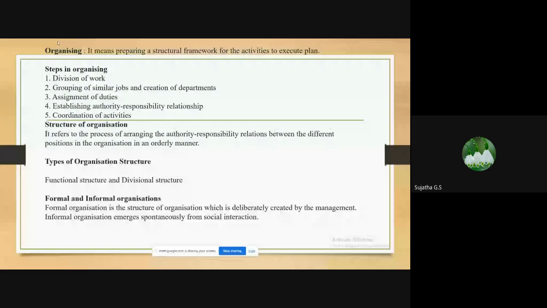Then territorial divisionalization. A huge company is functioning in different territories. When huge companies spread over different regions, they divide their operations, called territorial division.